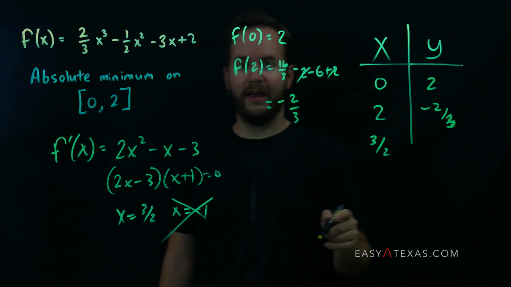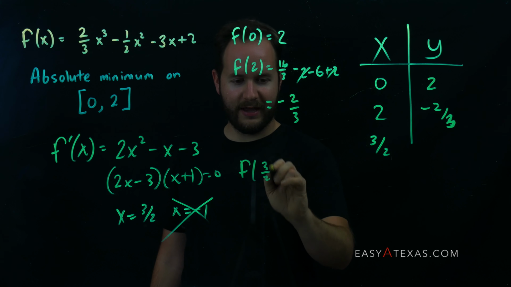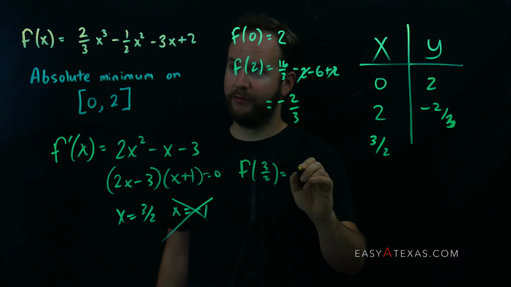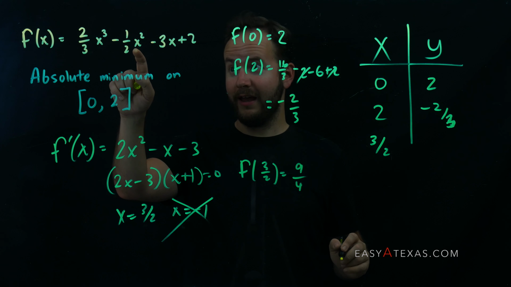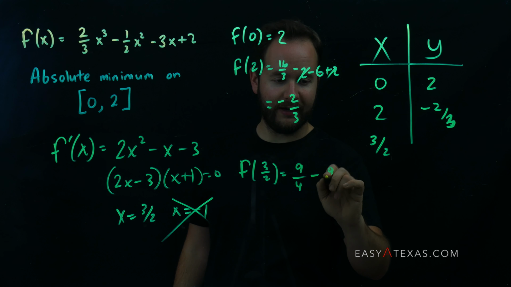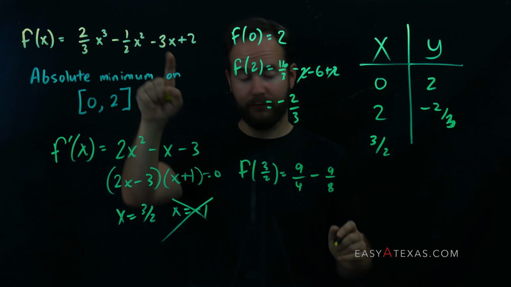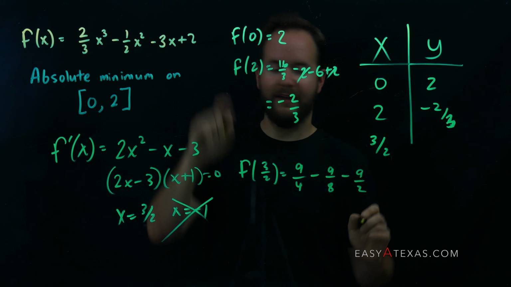And then I need to plug in 3 halves. This is kind of the doozy here. So f of 3 halves equals 2 thirds times 3 halves cubed would be 9 fourths. 3 halves squared is 9 fourths times negative 1 half is negative 9 eighths. 3 halves times negative 3 would be negative 9 halves. And then I have plus 2 at the very end.